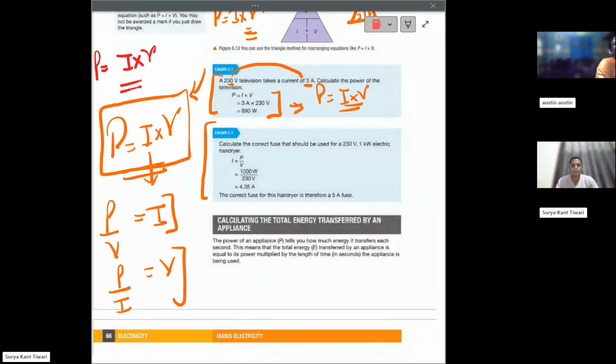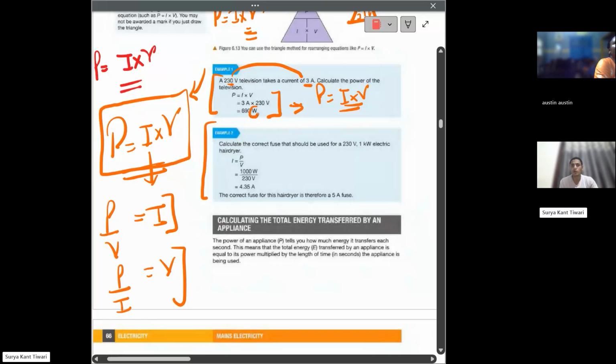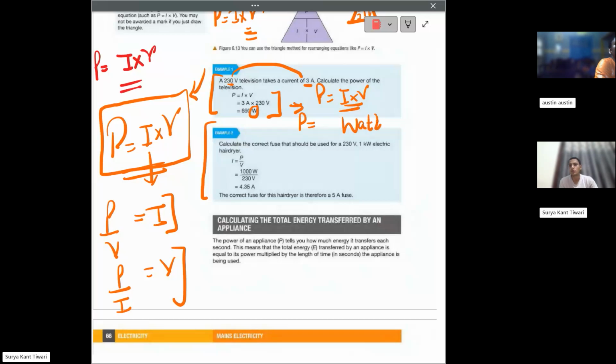So what is W? Where is this W? This is the unit of power. Power will always be written in W. W is watt, the unit of power. Whenever you write power, either you write watt or you write joule per second. So they have written watt. You have to write watt.